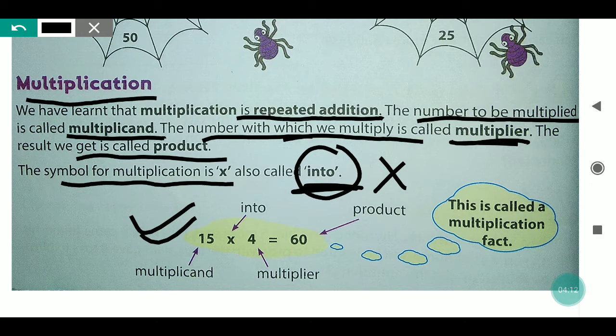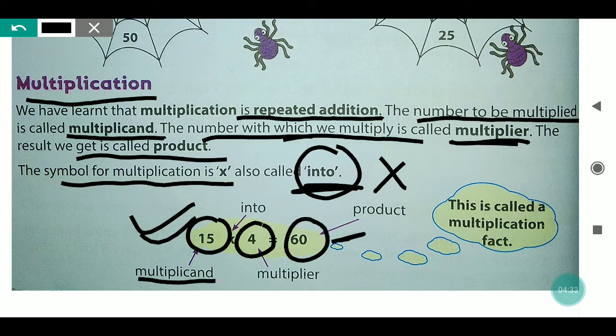That example is 15 into 4. So the multiplicand is which one? This 15, because it is the number to be multiplied. The number with which it is multiplied is 4. Then the answer which you get is called the product. This is called the multiplication fact. The way I have written 15 into 4 equals 60, that is called the multiplication fact. I think this much is clear.